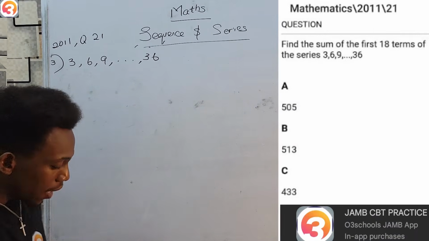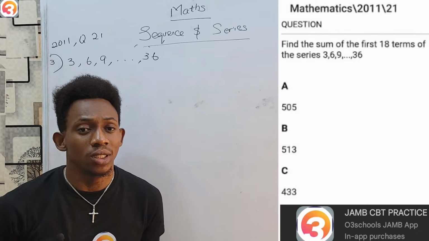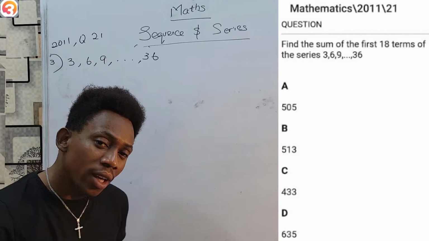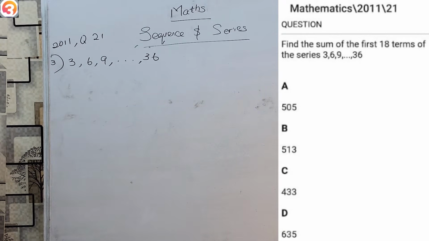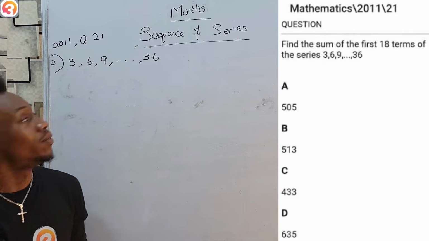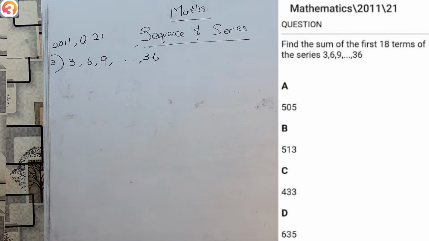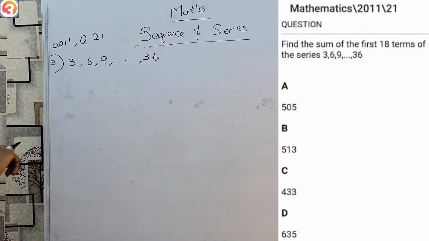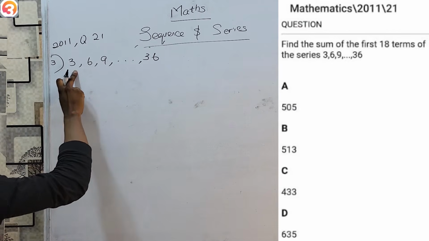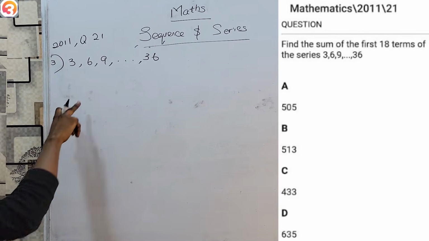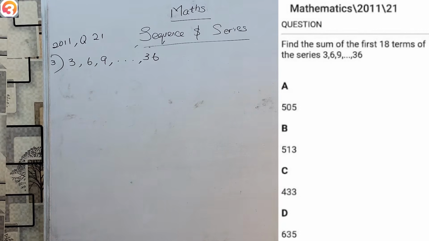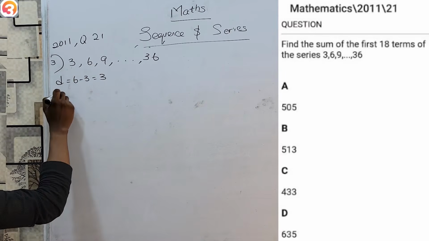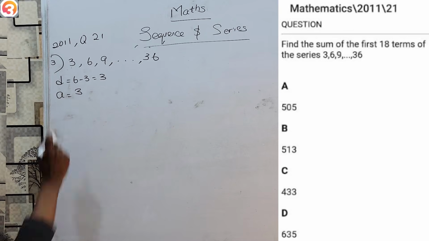36. Now, there are so many easy ways to solve this. We want to find sum of terms. Now, first we must ask ourselves, if 36 is the 18th term, my work is very, very easy. But let's see, AP or GP? 6 over 3 is 2, 9 over 6 is 1.5, so it can't be a GP. 6 minus 3 is 3, 9 minus 6 is 3, which tells me it's an AP having a common difference as 6 minus 3, which is 3. And the first term, A, is also 3.